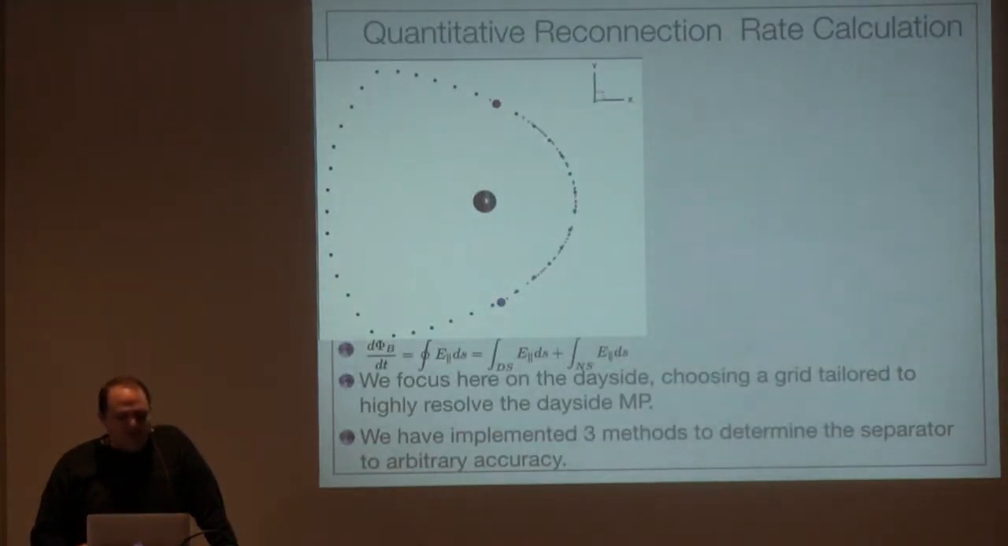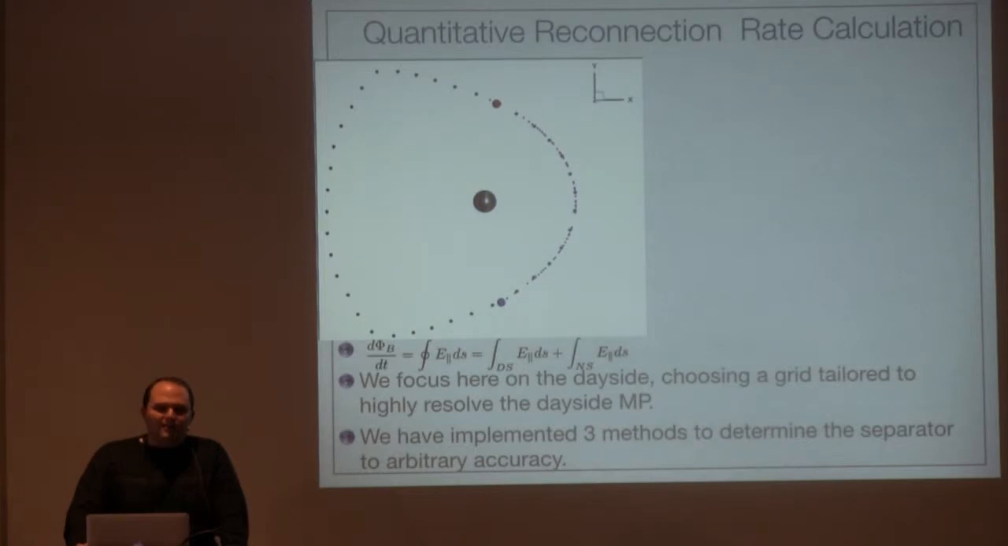So finally, I want to change gears for the last time, and the last thing I want to talk about is calculating reconnection in global simulations, and a more quantitative way to do that.